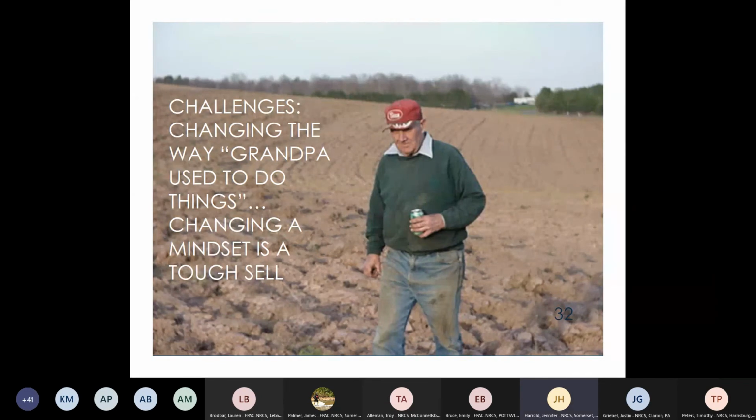So the way Grandpa used to do things, changing that mindset is a tough sell. A lot of these conservation planners have a hard job to sell, say the no-till, minimum till. They've done it the same way for all these years, and it takes someone to really show a good example and maybe start with a small area of no-till and work their way up, but that is a tough sell.